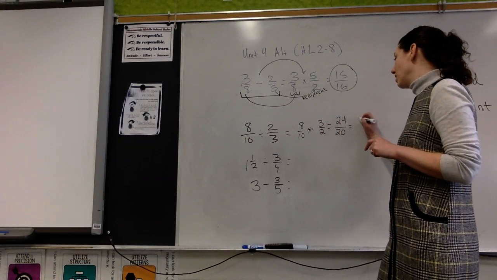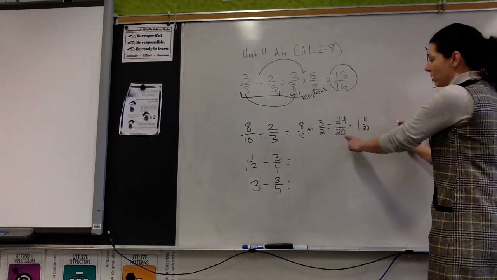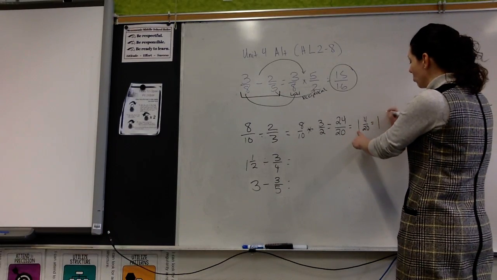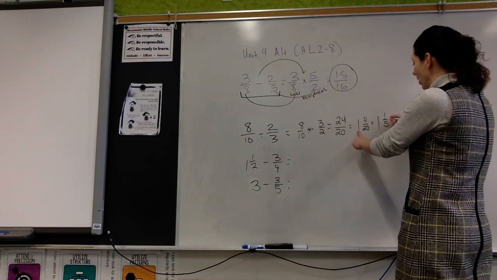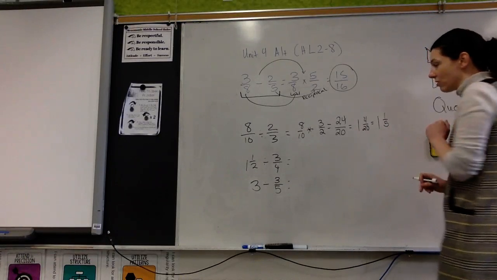I could also rename this as 1 and 4/20, right? Because 20/20 is 1. Or I could rename it as 1 and 1/5. The ones stay the same. 4 divided by 4 is 1, and 20 divided by 4 is 5.